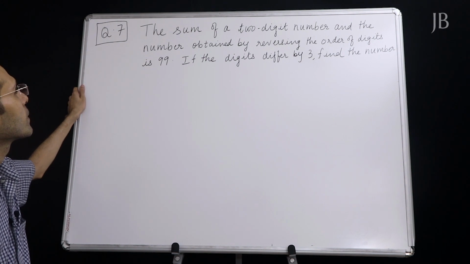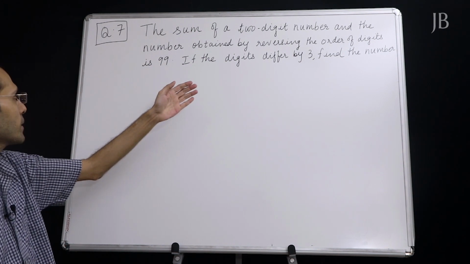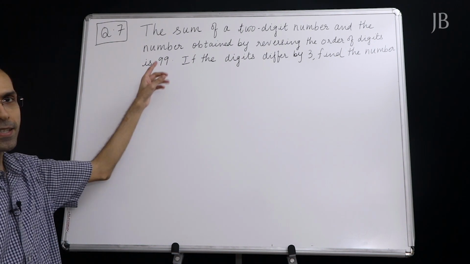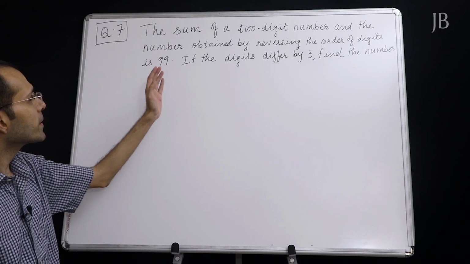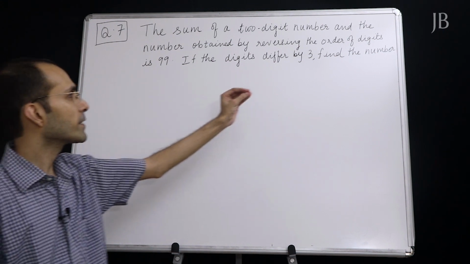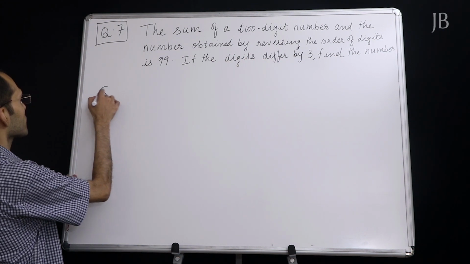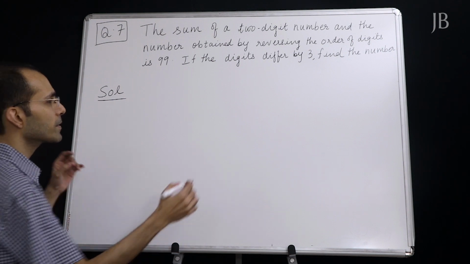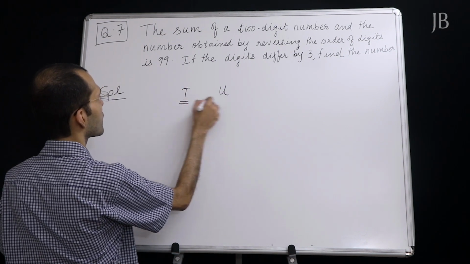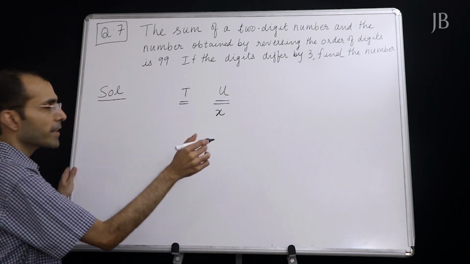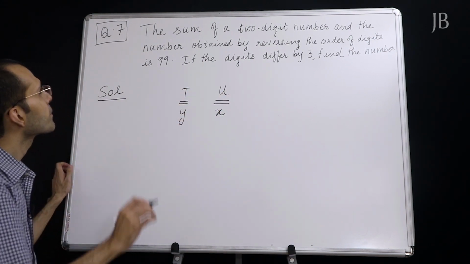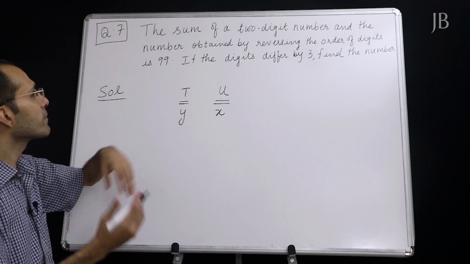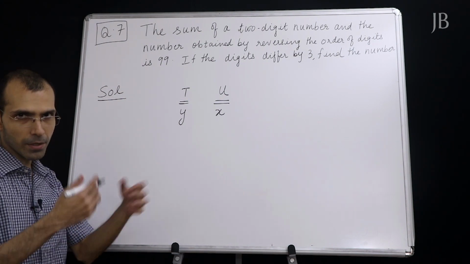Question 7. The sum of a 2-digit number and the number obtained by reversing the order of digits is 99. Okay. If the digits differ by 3, find the number. Okay. You already are aware of the concepts of these digit problems. We had explained to you some time back. So let the digit in the units place be x and the digit in the tens place be y. They are telling you the sum of a 2-digit number, original number, and the number obtained by reversing the order of digits is 99. So old number plus new number is 99.